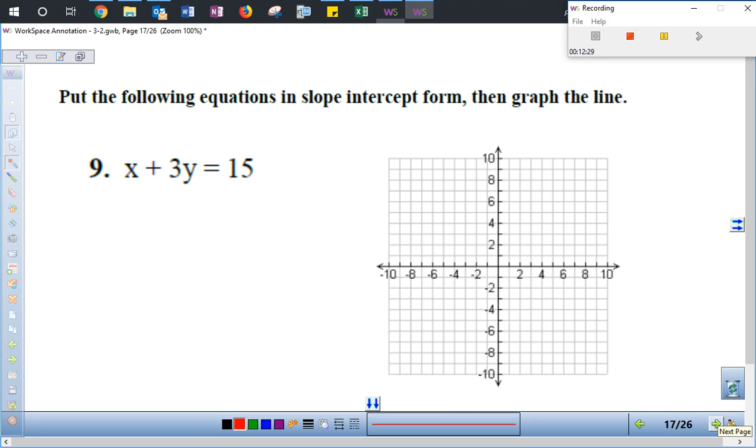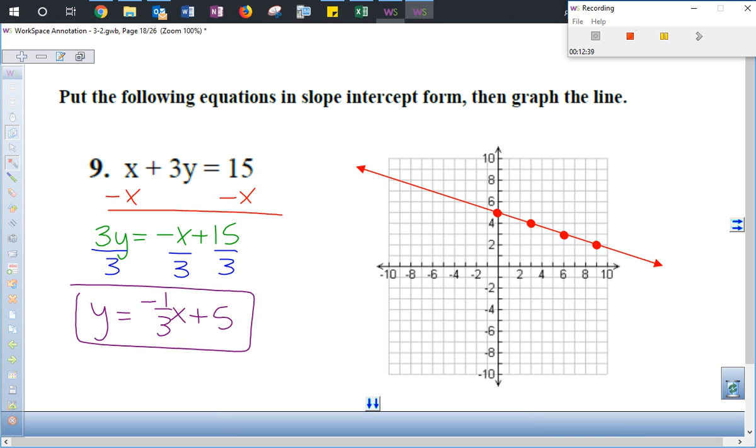Okay, now what I'd like you to do next is pause the video and solve number 9 on your own. When you solve number 9, you should get subtract x on each side, divide each term by 3, y equals negative 1 over 3x plus 5. So negative 1/3 because the coefficient in front of the x is a negative 1.